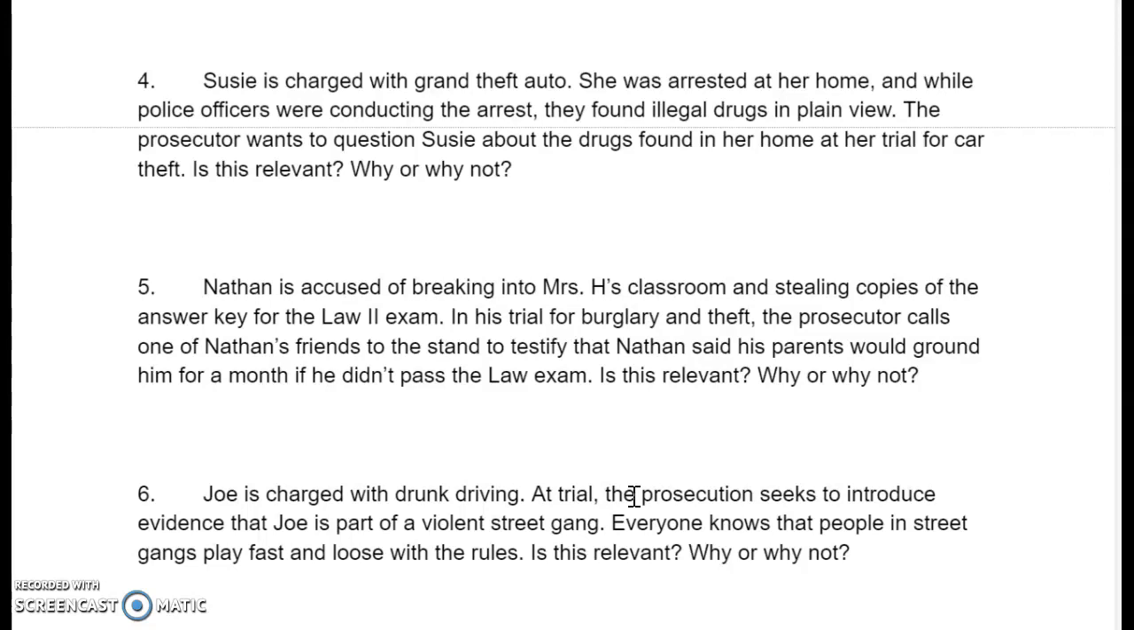They want to ask her about the drugs found in her home at her trial for car theft. Now, the key here is they are asking her about the drugs at the trial for car theft. It doesn't say that they are bringing charges against her for the drugs. They could have included that in one of the counts against her. They could have charged her with that, but they didn't. So in this case, that evidence under this fact pattern is irrelevant.